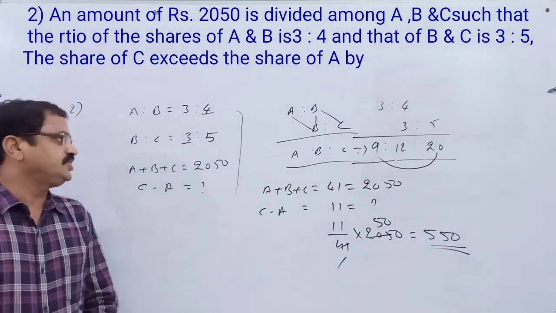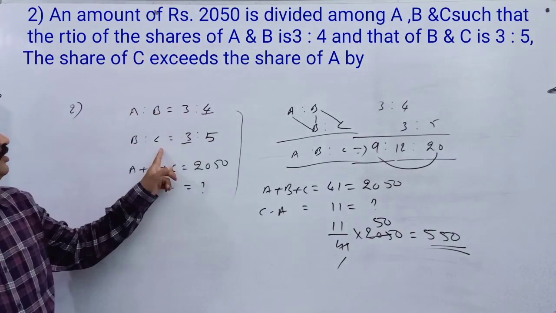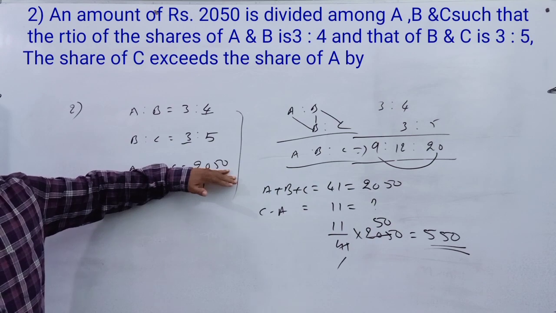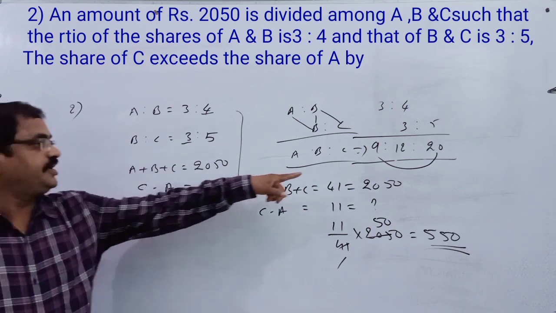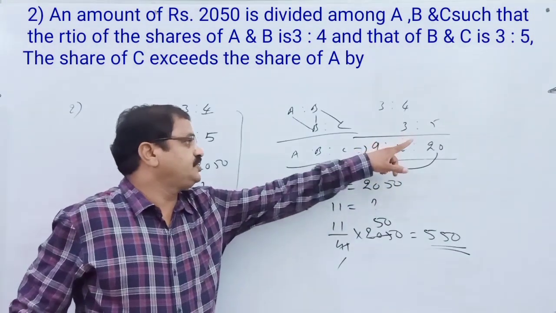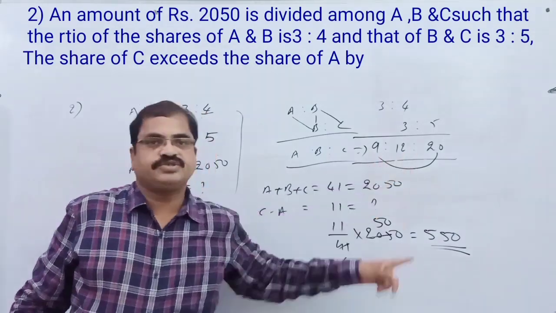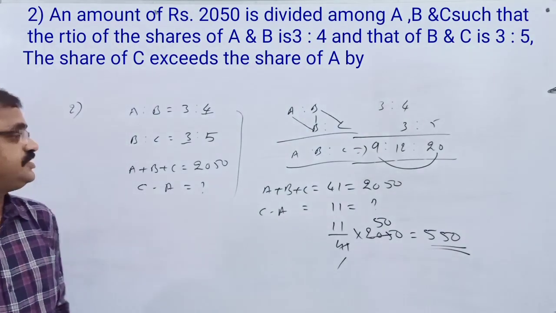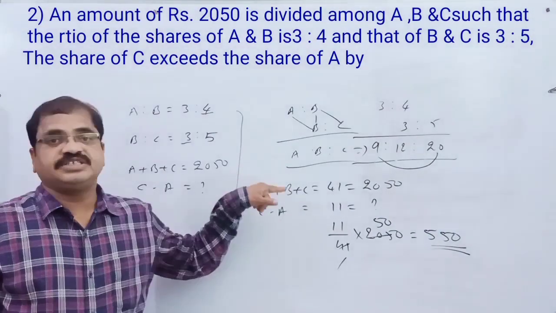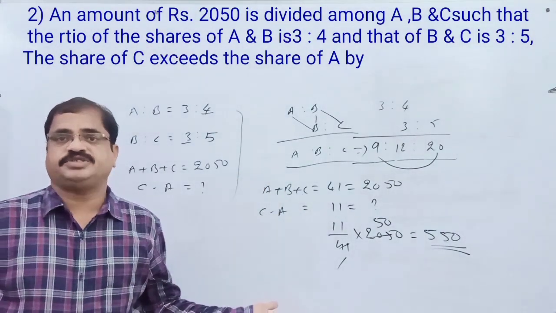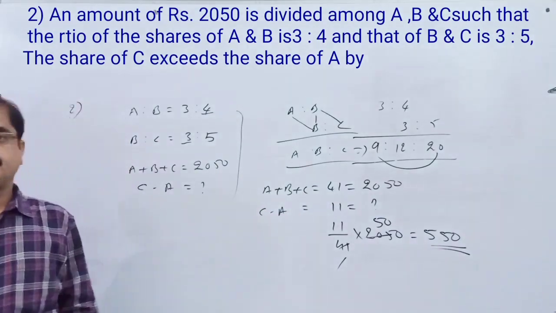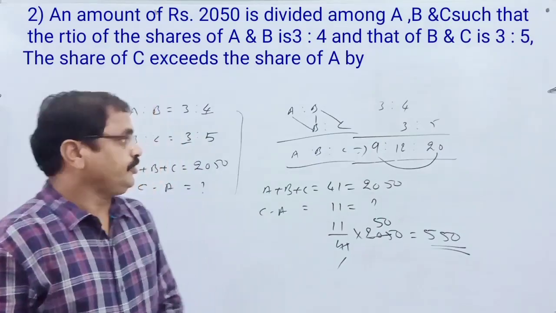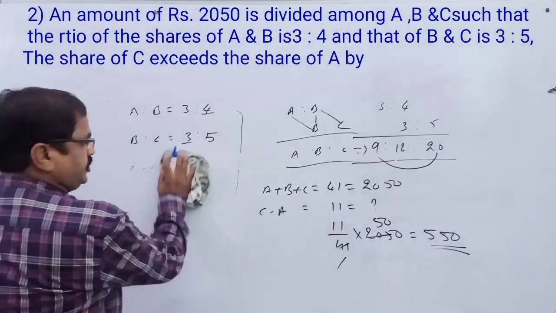Now in the question, the ratios are 3:4 and 3:5. The sum of their amounts is 2,050. First of all we have to find the ratio. If you write 3:4 and 3:5, then you will get 9:12:20. The sum of their ratio is equal to 41 parts. 41 parts is equal to 2,050. The difference C minus A is equal to 11 parts, which is how much? 11 by 41 into 2,050. With that our answer is 550. Now question number 3.